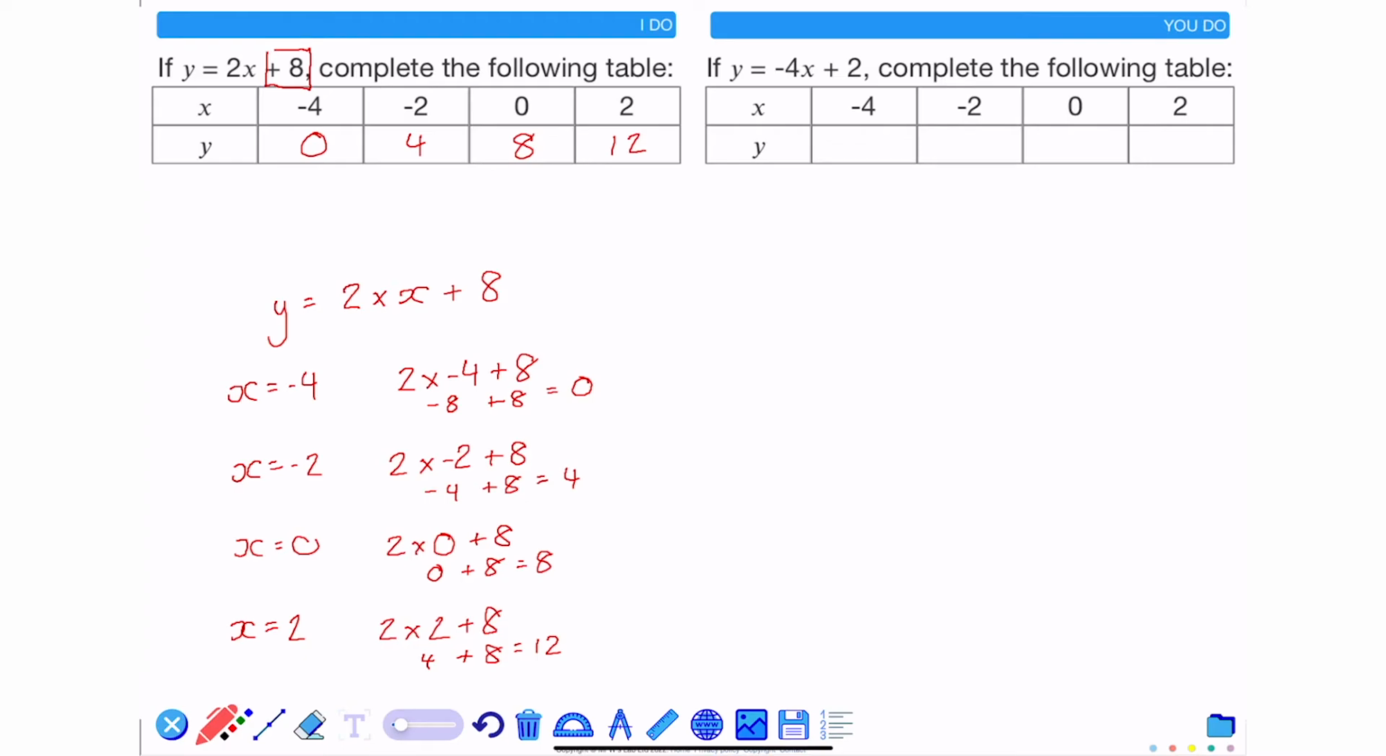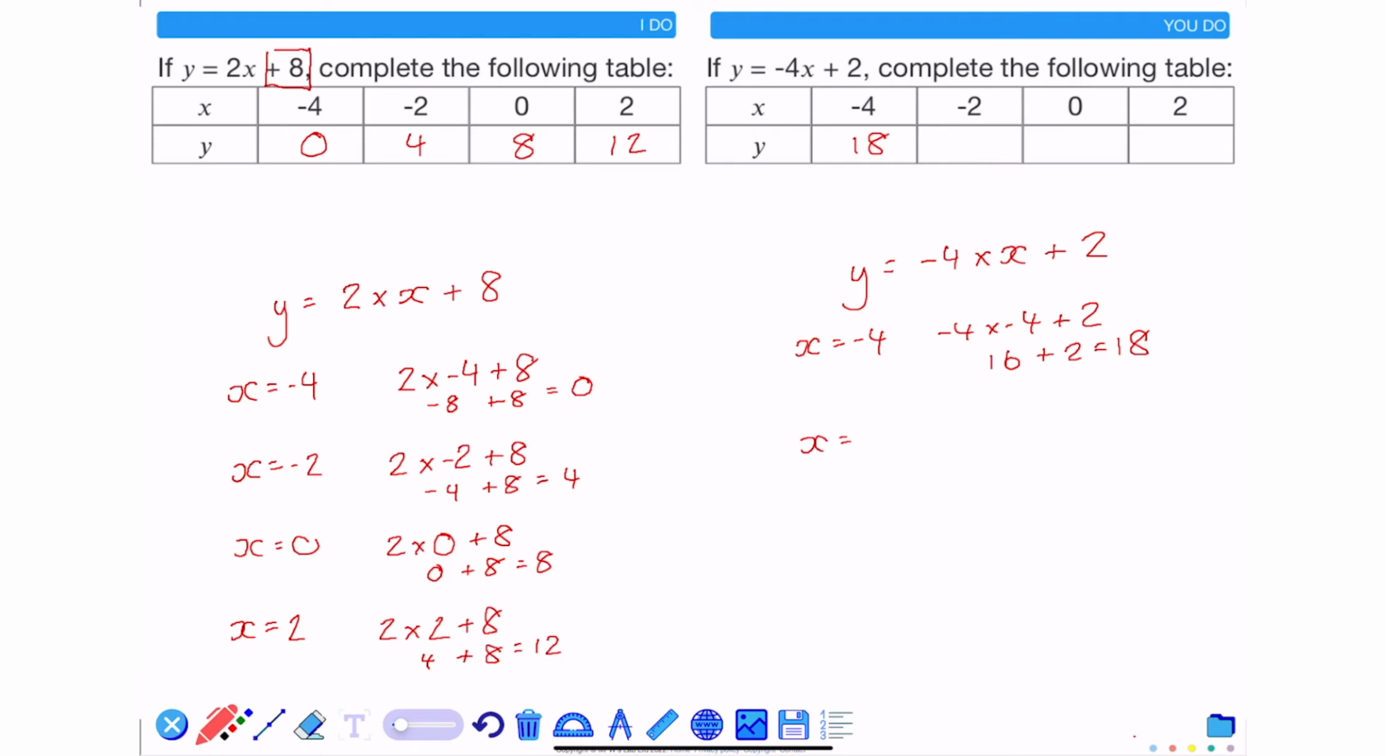Y for my second example is created by multiplying x by negative 4 and then adding 2. So when x is equal to negative 4, negative 4 times negative 4 add 2 gives me negative 4 times negative 4 is 16, add 2 is equal to 18.